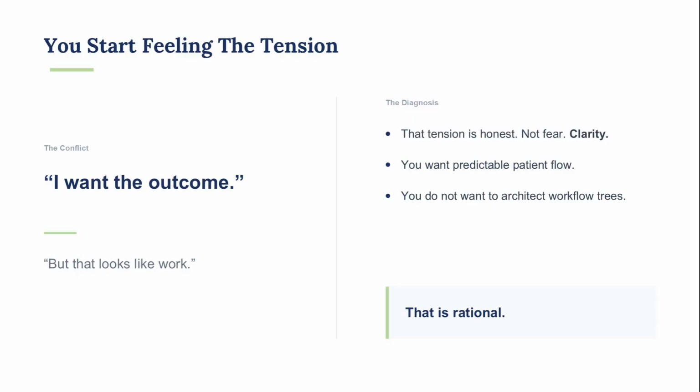At this point, you start to feel the tension. On one side, you want the outcome. Predictable patient flow, consistency, a system you can rely on. But on the other side, you can see what it takes. Structural work, not small work, layered. For most practices, this isn't something you casually piece together, and that tension is real, not fear, clarity. You're recognizing two things at the same time. You want the result, but you don't want to architect workflow trees, decision paths, and system logic. And that's rational, because those are two very different roles.